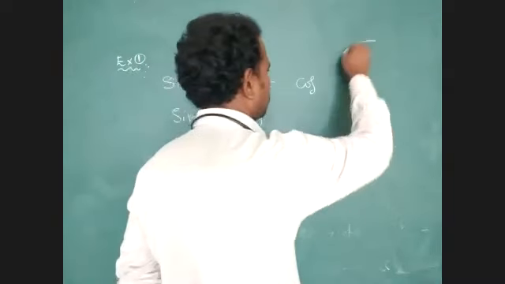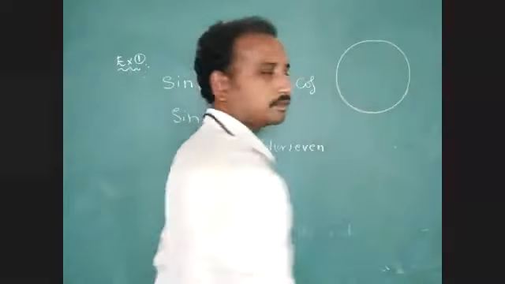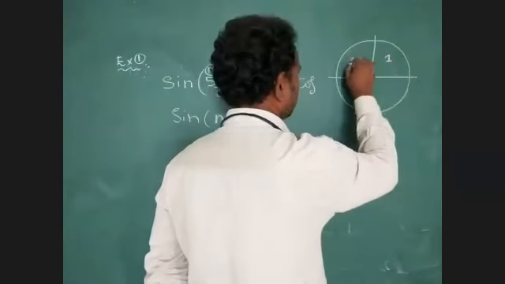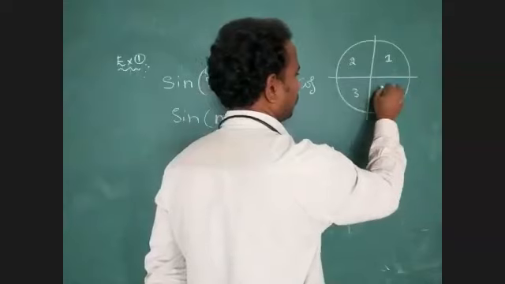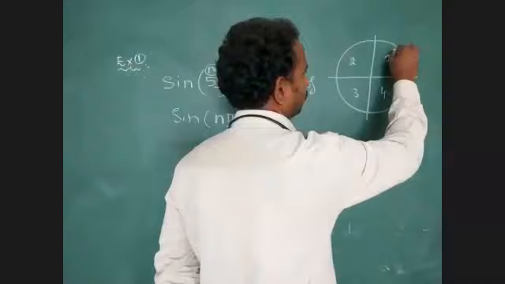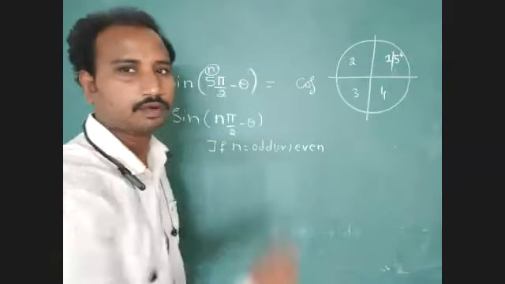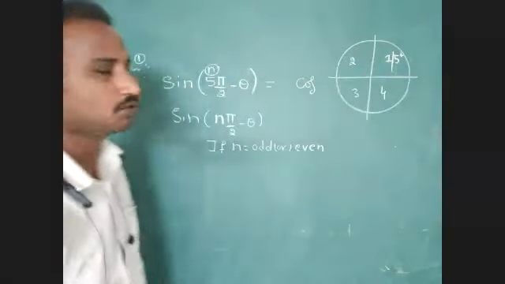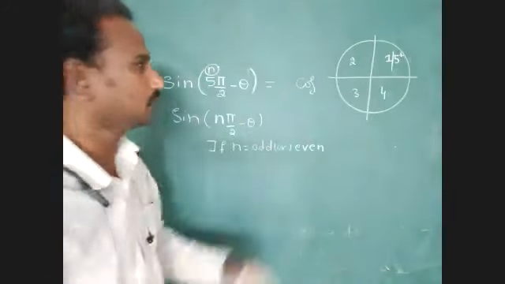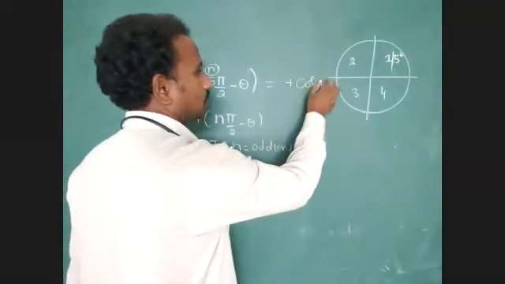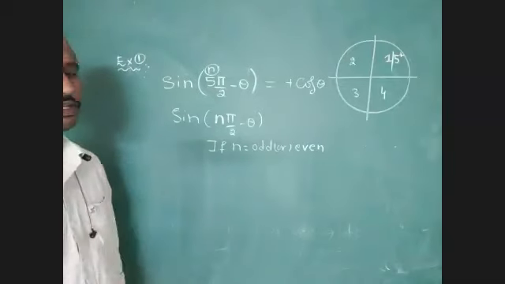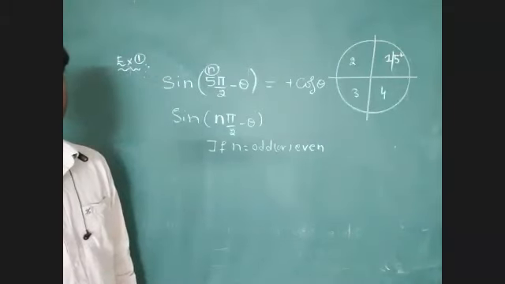Just identify this circular motion. First quadrant, second, third, fourth quadrant. Next, another rotation, fifth quadrant. Fifth quadrant belongs to first quadrant. In the first quadrant, is the sine function positive or negative? Positive. All functions are positive. Plus cos theta. Understood?